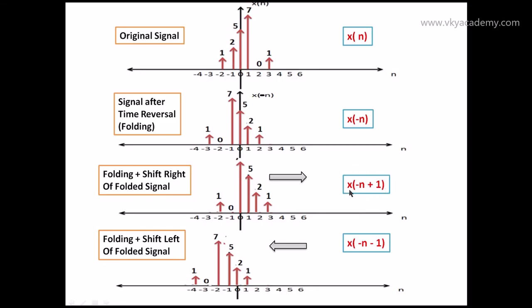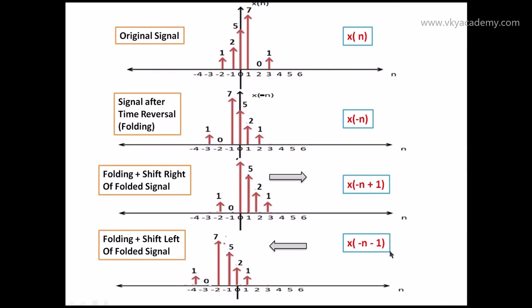Basically whenever I need to plot x of minus n plus k, in place of k I have 1. So we have plotted this particular signal by shifting the signal x of minus n by 1 unit to the right. You can see here previously at 0 we have an amplitude of 5. Now this sample is placed at 1. At 1 previously it was 2, now it has been shifted to 2. At 2 it was 1, now it has been shifted to 3. At minus 1 we had an amplitude of 7, but now it has been shifted to position 0. And in the same way the samples 1 and 0 have been shifted to minus 2 and minus 1. So this is how we can plot x of minus n plus k, or you can say x of minus n plus 1 for this particular question.